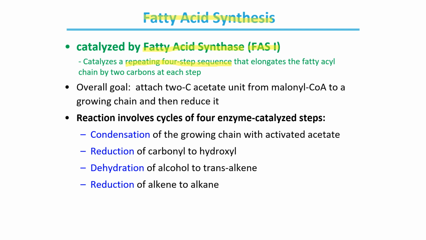So the opposite will happen in fatty acid synthesis. In this four reaction cycle, we will add two carbons to the growing chain until we get to the standard or typical fatty acid, which is palmitic acid, which has 16 carbons in it. So the overall goal of this enzyme is to attach a 2-carbon acetate unit from the malonyl CoA to the growing chain and then reduce it, basically increasing the carbons by 2.